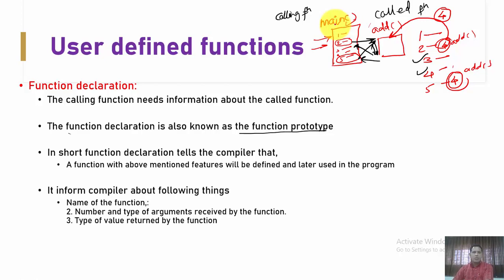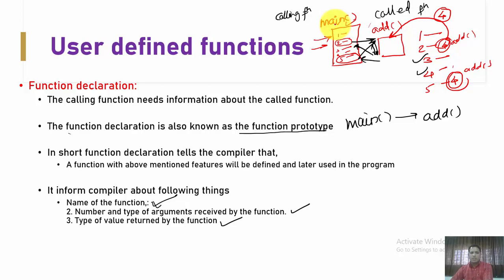So which are these above mentioned features? The first one is the name of the function. Second, the number and type of arguments that are received by the function. And third, the type of value that is returned by the function. So what kind of values? Simple. Here, as per my requirement, from the main function I am going to call the add function. So the compiler should know which function I am going to call.